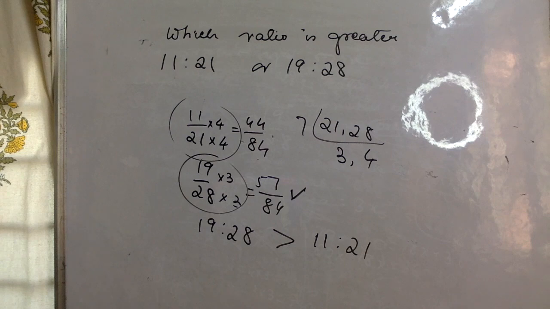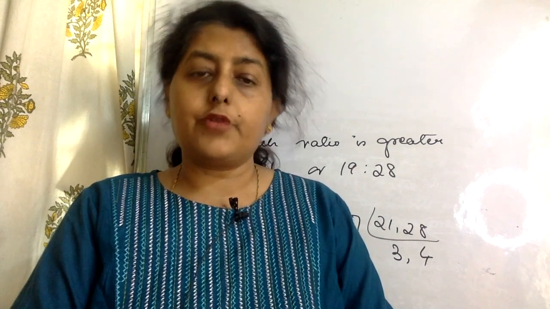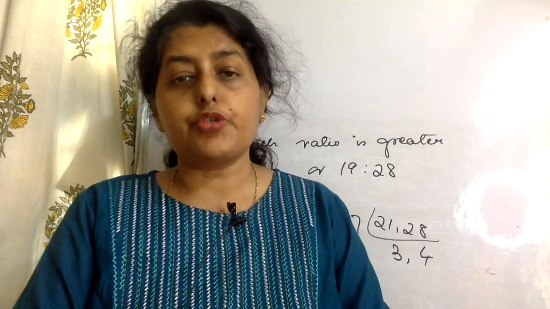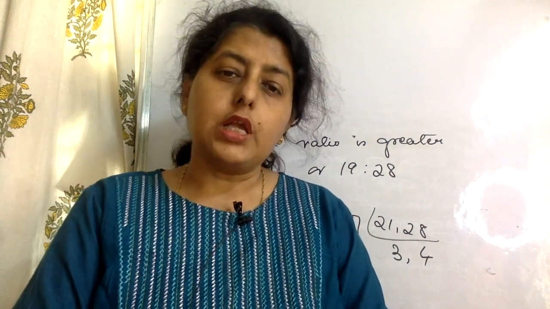Next time you get a sum like this, please use this method. This is absolutely correct. There's nothing wrong in using this method. I know that the other method is sometimes a shortcut. So that is it from the chapter ratio and proportions. I shouldn't say the chapter ratio and proportions, because I have taken up only ratios here. Those are the sums that are very important from ratios.